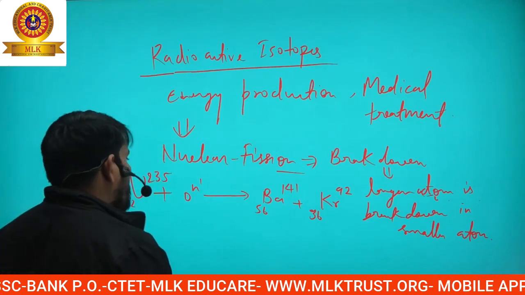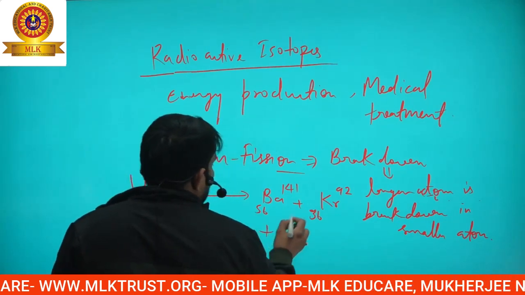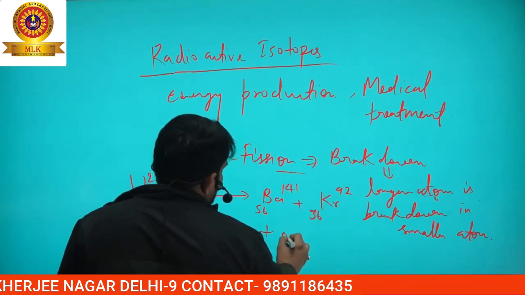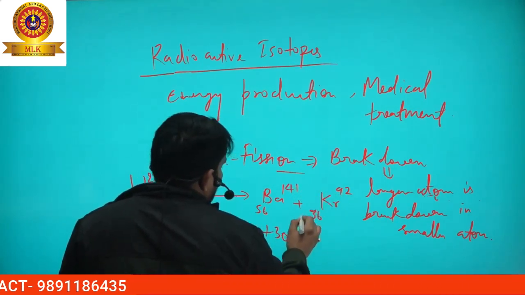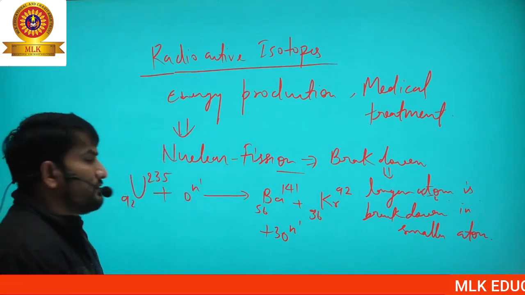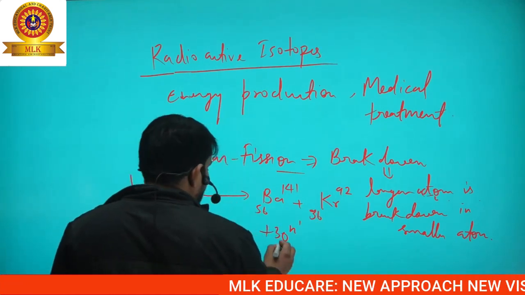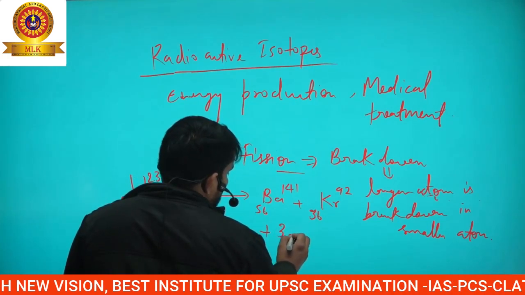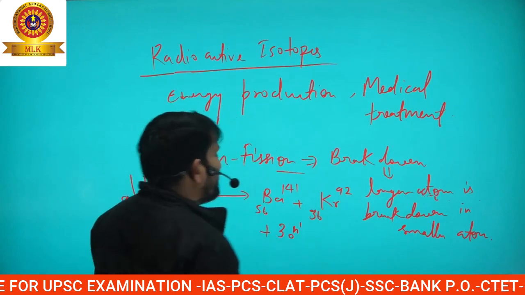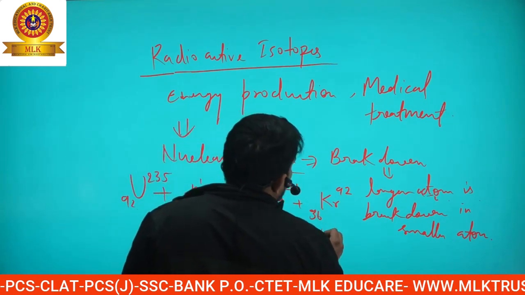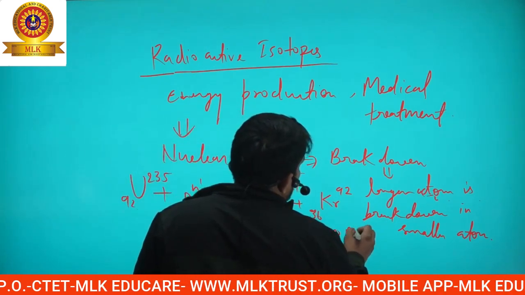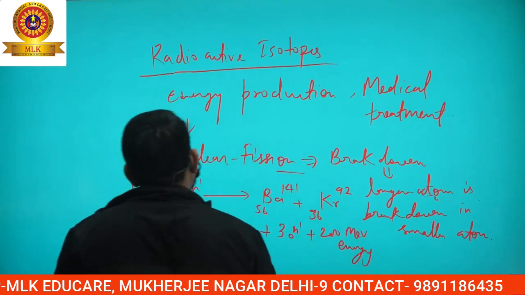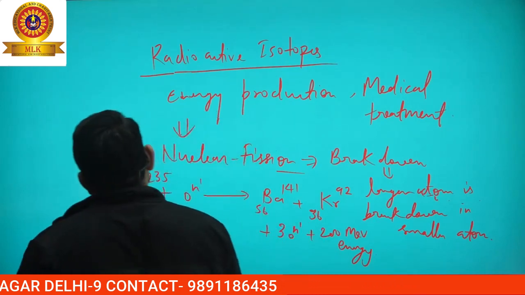Okay, plus 3 0n1, ऐसा लिख रहे हैं, ठीक है, and plus 200 MeV energy. Okay, this is the nuclear fission reaction.